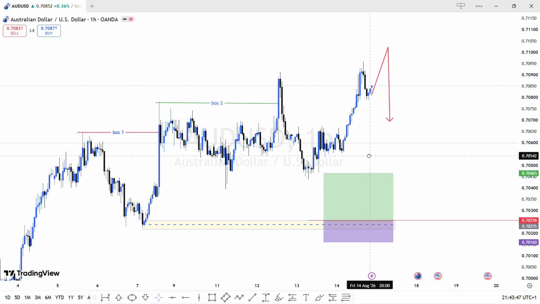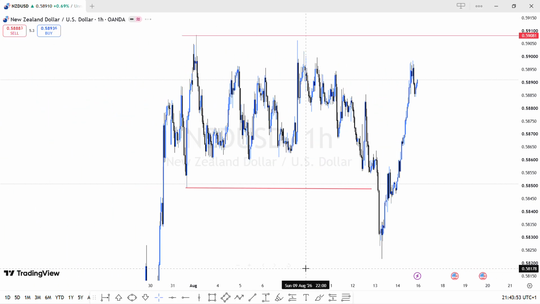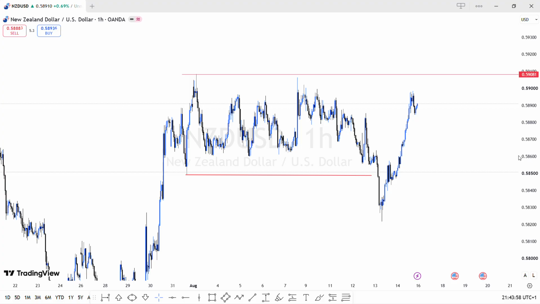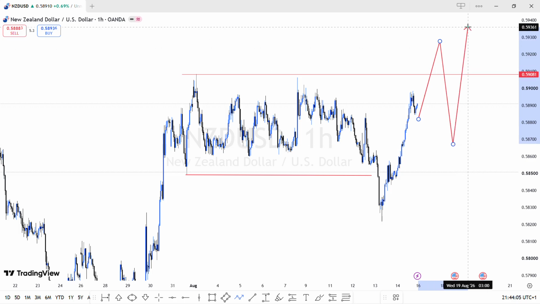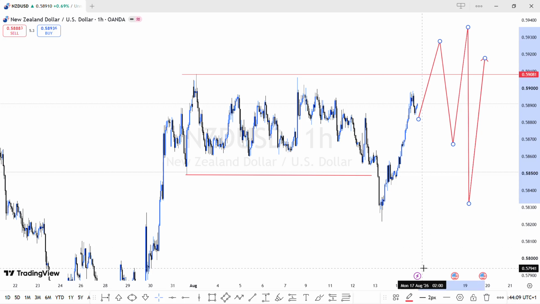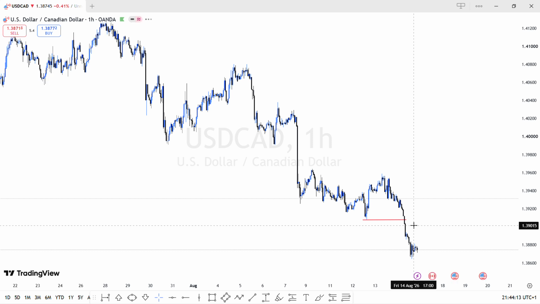So this is AUD USD, and this is NZD USD. As you can see on NZD USD, I will not be focusing on this pair until price pushes to the upside, then gives something like this, before I can focus on this pair. So currently, I'm not focusing on NZD USD.